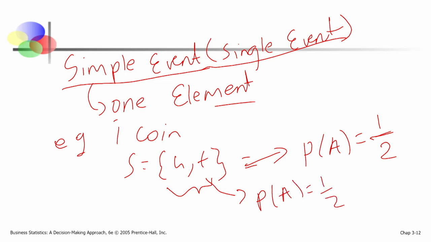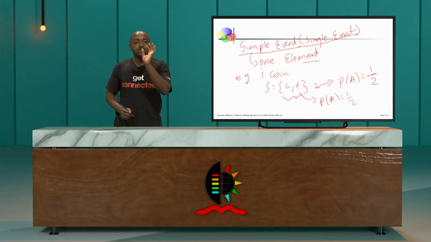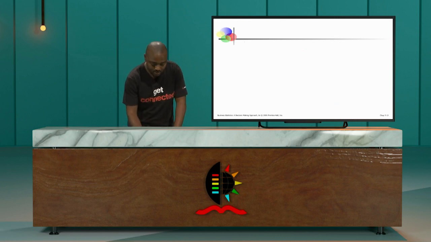Then we move on. Some people will ask you, when do you use these signs? That's simple. You use these signs if you're dealing with compound events. There's something called compound events.